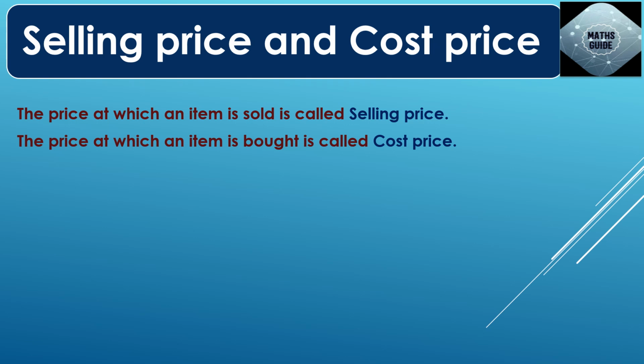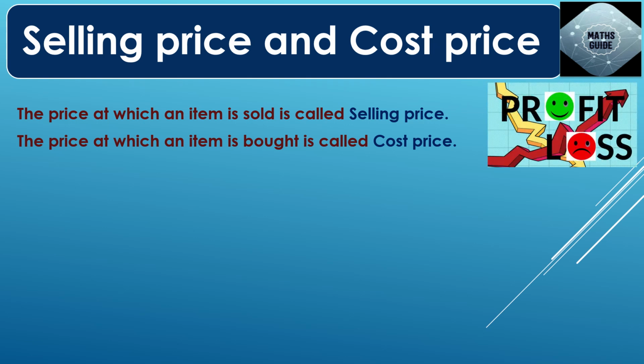Now, two very important concepts: selling price and cost price. The price at which an item is sold is called selling price, and the price at which an item is bought is called cost price. Now let's learn what is a profit and a loss.